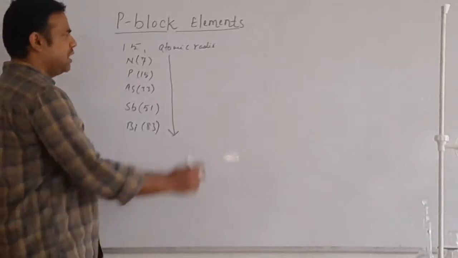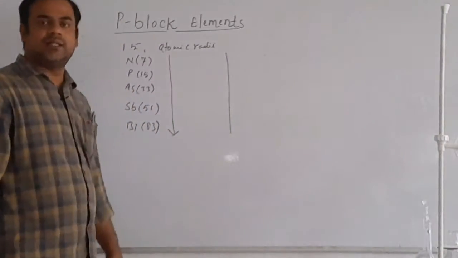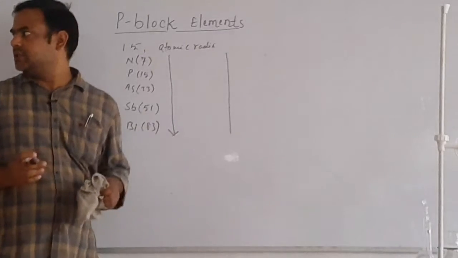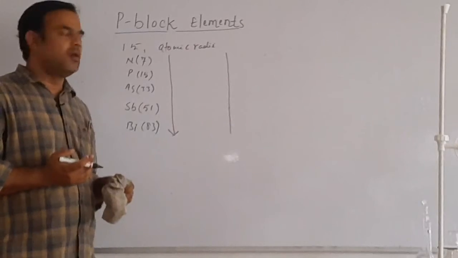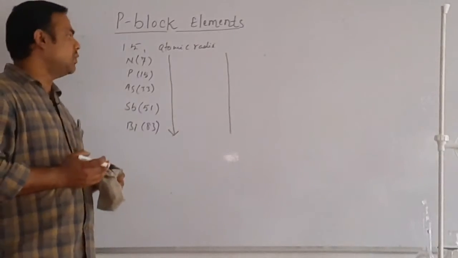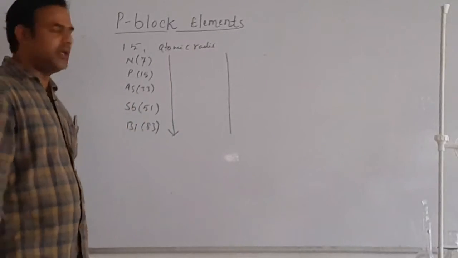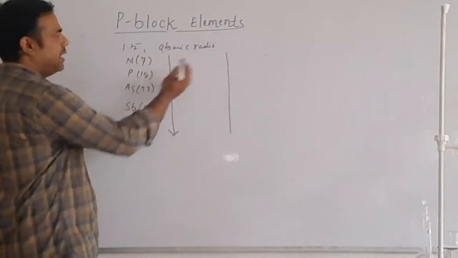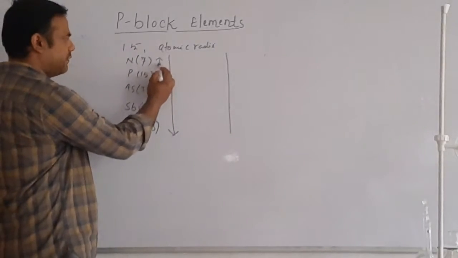Second point is electron gain enthalpy. Electron gain enthalpy is the energy released when an extra electron is added to the outermost shell of an atom. So when we move in the group 15 elements, electron gain enthalpy increases upside. This is the order of increase.